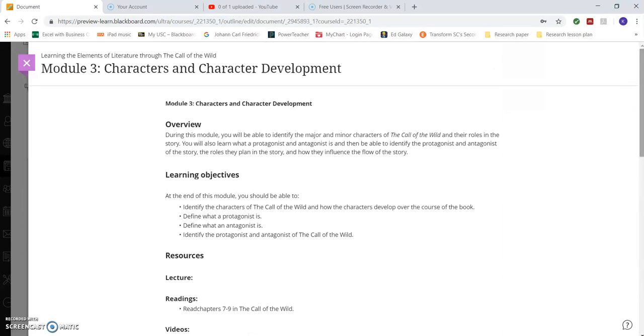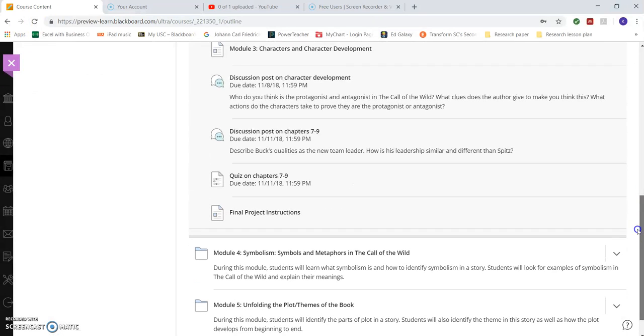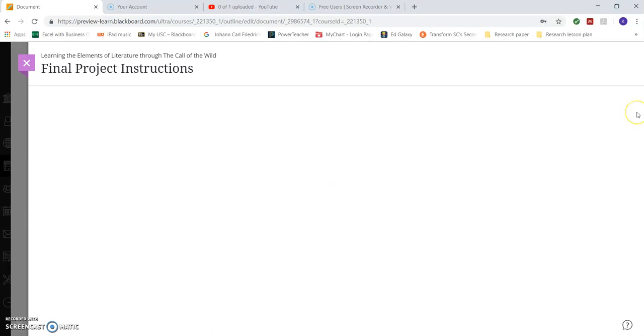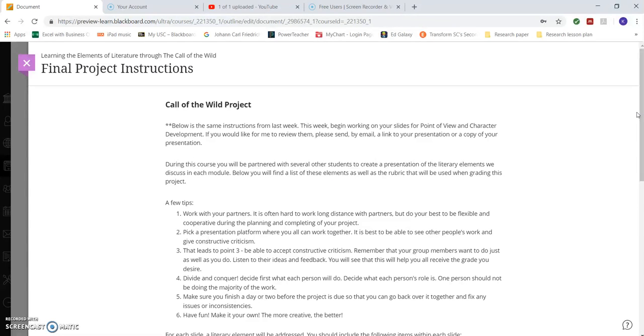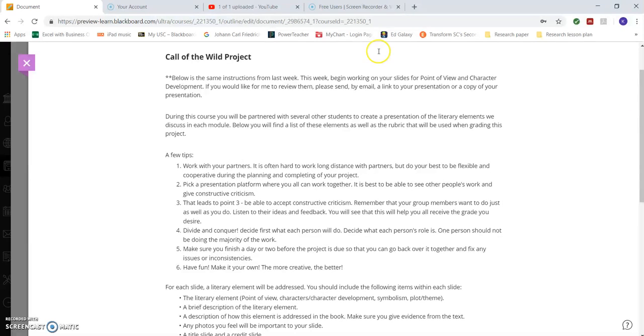If you don't want to use those links, then here are the links to your discussions, your quiz, and here are your final project instructions, as you see here. As I said, these are the same instructions from last week, but this week you're going to be working on some different slides. If you do a little bit as you go along, then it won't be so overwhelming. So make sure you're doing that.